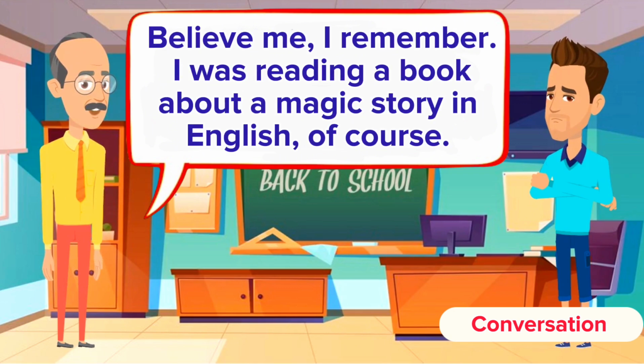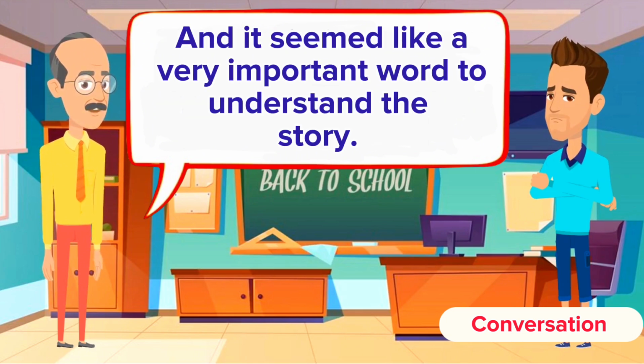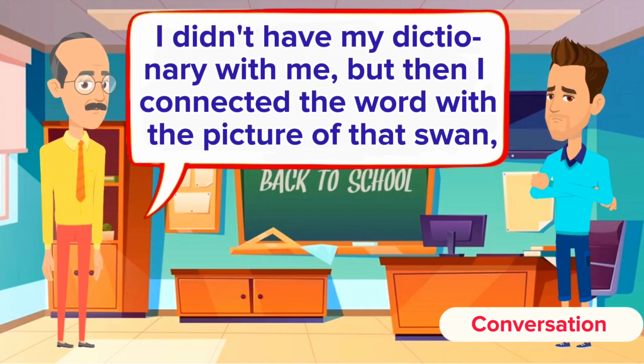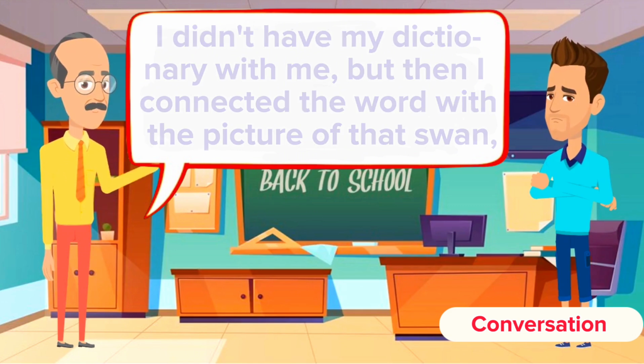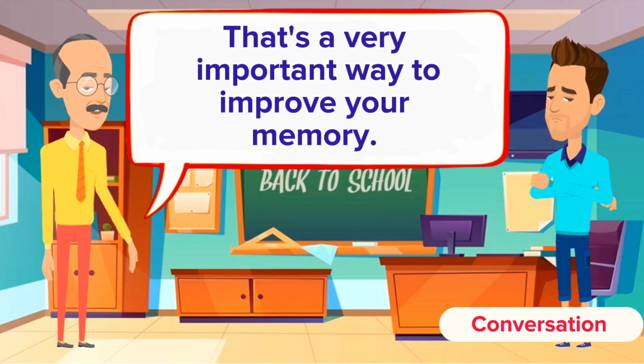Believe me, I remember. I was reading a book about a magic story in English, of course. Then I read a new word, swan. I didn't know what that word meant, I had no idea, and it seemed like a very important word to understand the story. I didn't have my dictionary with me, but then I connected the word with the picture of that swan, and I could understand the whole idea. So, associate the words with pictures. That's a very important way to improve your memory.